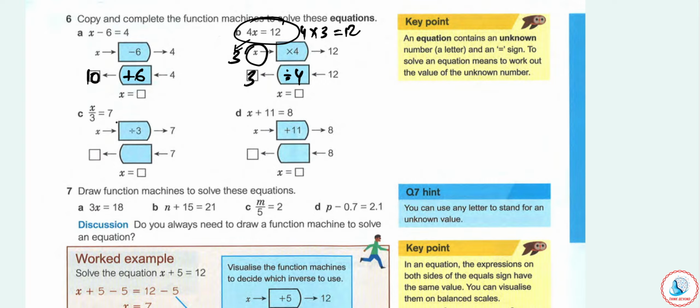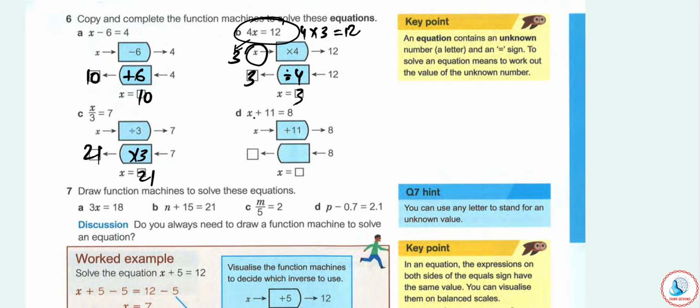Now come to question number C. Here division is there, we have to apply multiplication by 3. 7 times 3 is 21. So the value of x is 21. Write the values here. The value of x is 10. The value of x is 3.